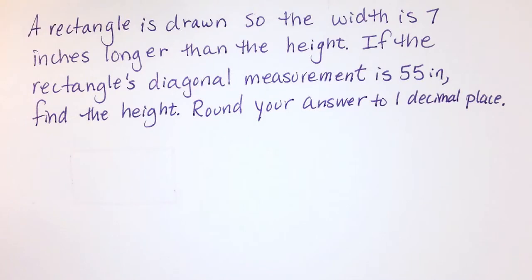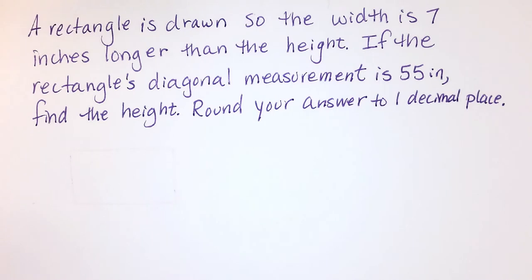Today we're looking at an application problem for quadratic equations. So let's read the problem. A rectangle is drawn so the width is 7 inches longer than the height. If the rectangle's diagonal measurement is 55 inches, find the height. Round your answer to 1 decimal place.